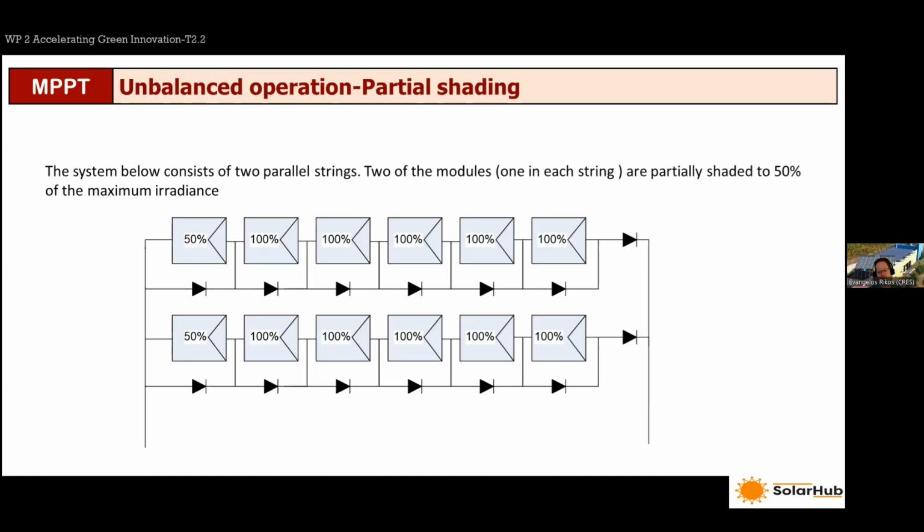Here the most important problem is the radiation level, the amount of light that the module receives mostly. In this example, we have two parallel strings, and the lower modules of those two strings receive only half of the light that the other ones receive. And this has some impact on the characteristic and the total performance of the system.